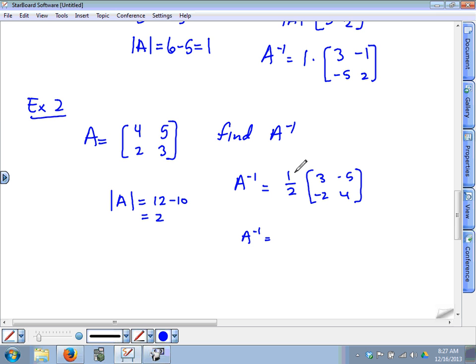What happens with this 1/2? It multiplies into all the entries. So some of them don't divide in half, and that's okay. Just leave it as a fraction. So you're going to get 3 halves, then -1, then -5 halves, and then 2. And that's the process for finding the inverse of a 2 by 2.